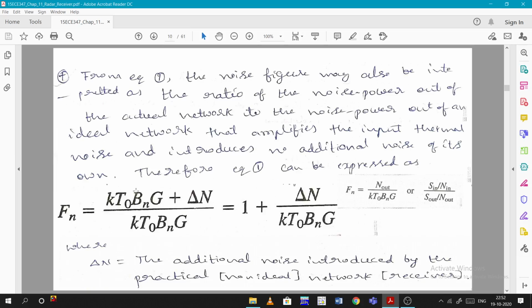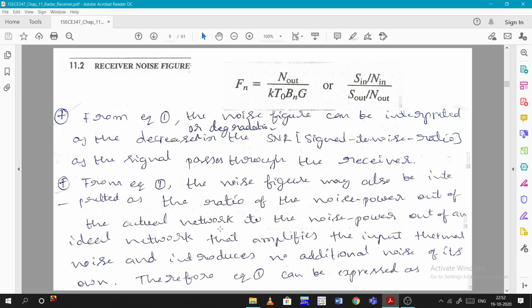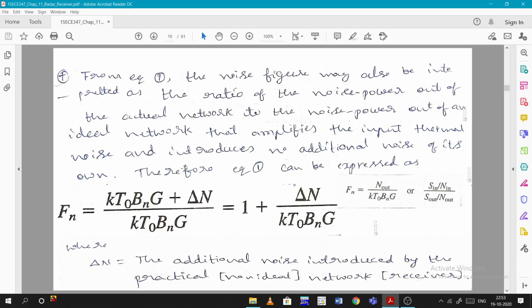So basically, while the signal progresses through the network, additional noise is added, which can be written as (kT0BnG + ΔN) / (kT0BnG). So N out can be written this way. After writing this and simplifying, this term cancels and we get 1 + ΔN / (kT0BnG). So ΔN is the additional noise introduced by the practical network.